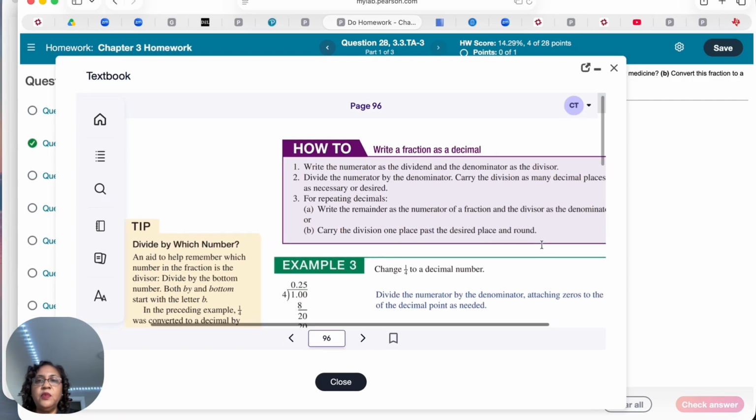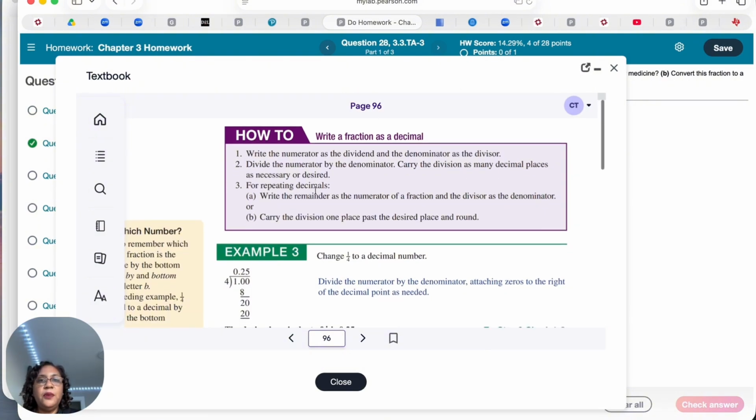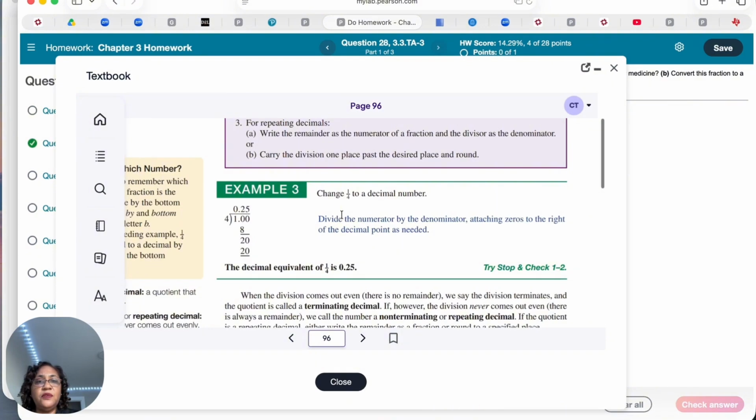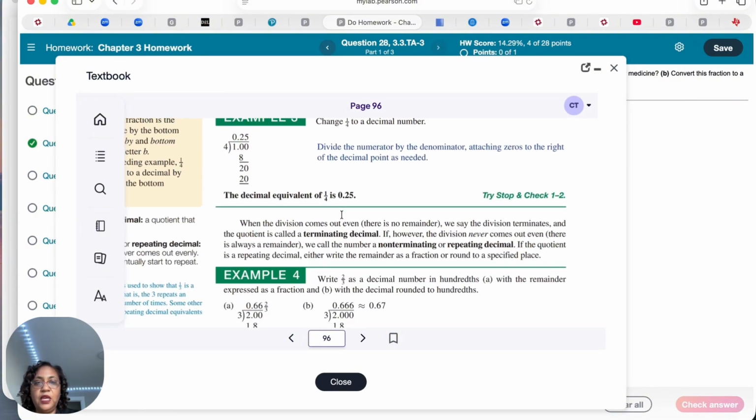Okay. Move this a little bit over. So write the numerator as the dividend and the denominator as the divisor. So all fractions are like division problems. And then divide the numerator by the denominator. Carry the division as many decimal places as necessary or desired. Now, I'm not going to read all of those to you, but I do encourage you to have a nice notebook and practice.